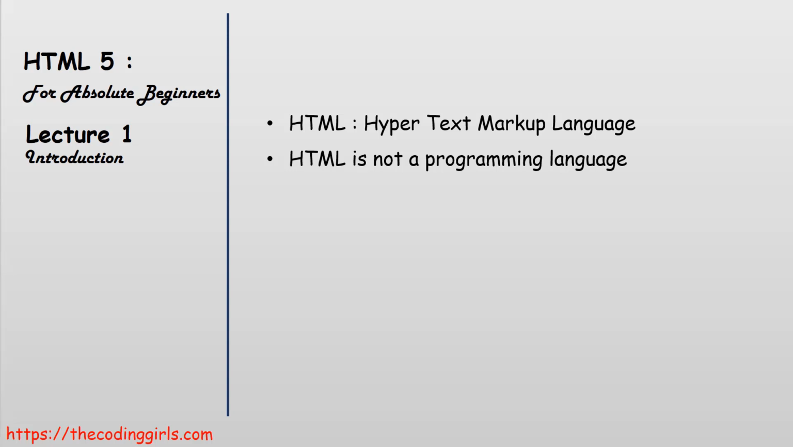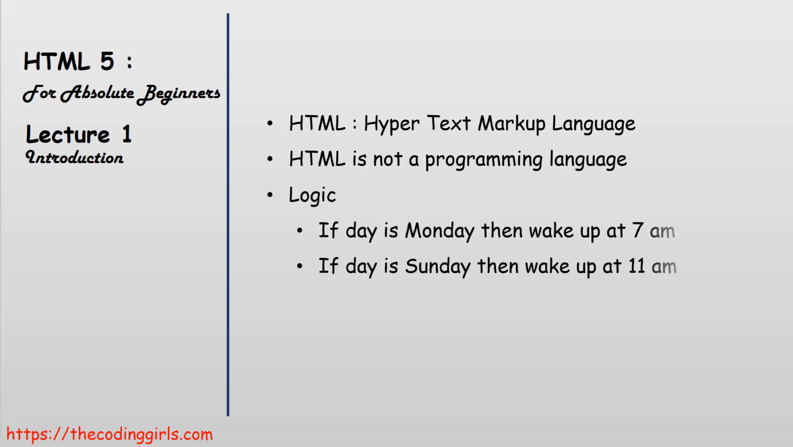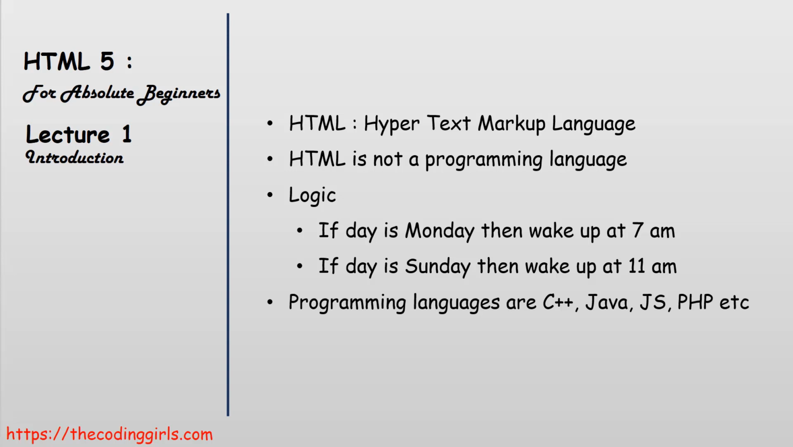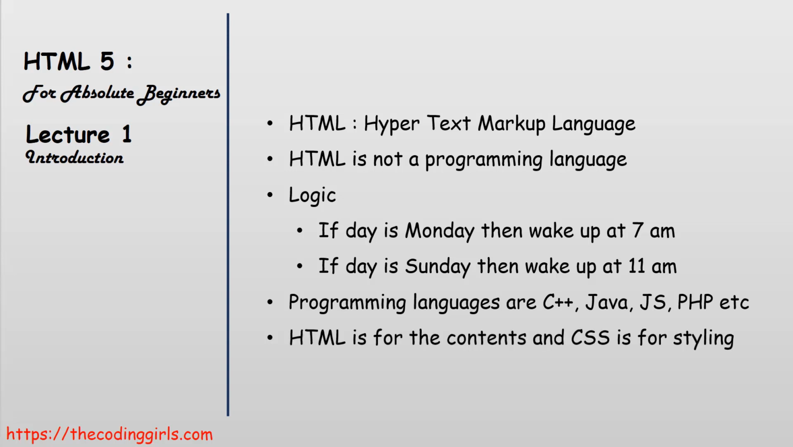The example of logic would be some code that takes actions on the basis of days of a week. For example, if the day is Monday, then set the alarm to 7 a.m. If the day is Sunday, then set the alarm to 11 a.m. The examples of programming languages are C++, Java, JavaScript, PHP, and many more. The programming languages are also used for connection with database, providing functionality of an online store, provision of dynamic contents, etc. HTML is just for the contents, and CSS defines the layout of the web page.